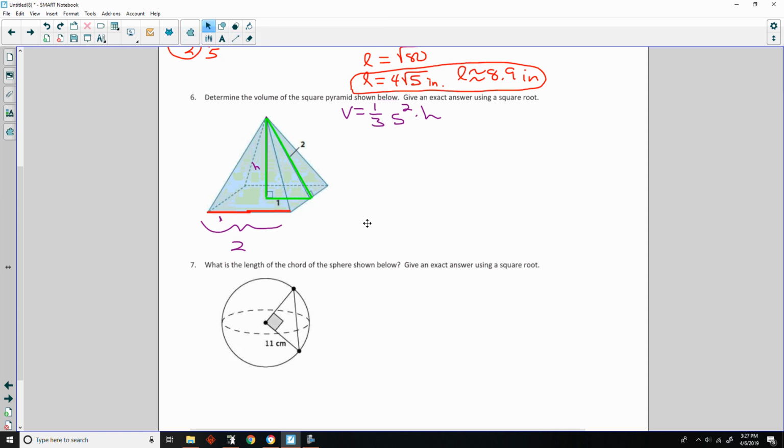Okay, there's my right triangle. So I know that's 1. I don't know the height, but I know the hypotenuse is 2. So the Pythagorean theorem says a squared plus b squared equals c squared.